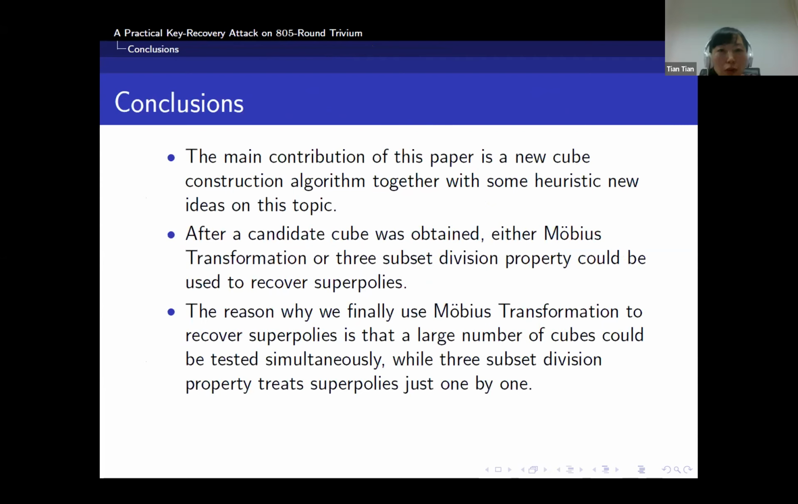And the main contribution of this paper is a new cube construction algorithm, together with some new heuristic ideas on this topic. After a candidate cube is obtained, either Möbius transformation or three-subset division property could be used to recover superpolys. The reason why we finally use Möbius transformation to recover superpolys is that a large number of subcubes could be tested simultaneously, while three-subset division property treats superpolys just one by one.